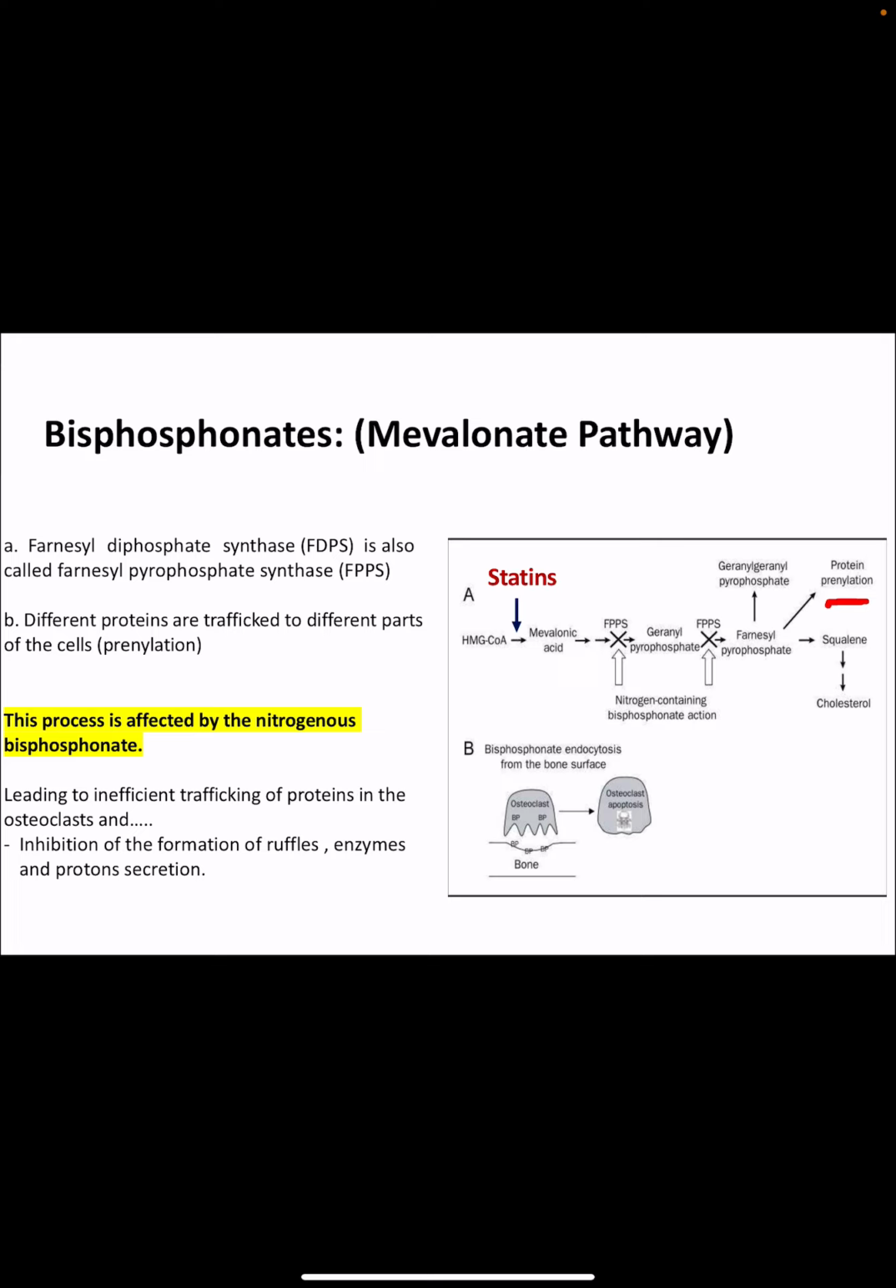Okay, so by the way guys, this mevalonate pathway is not for one type of cell, it's for many types of cells. The mevalonate pathway is this pathway which eventually produces cholesterol. Mevalonic acid, that's the pathway. Okay?